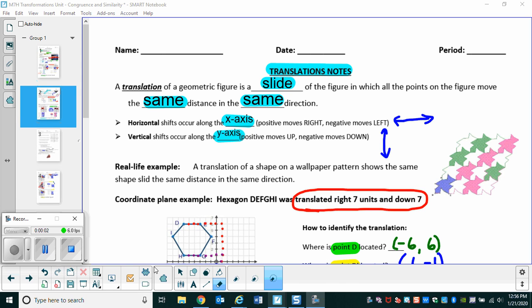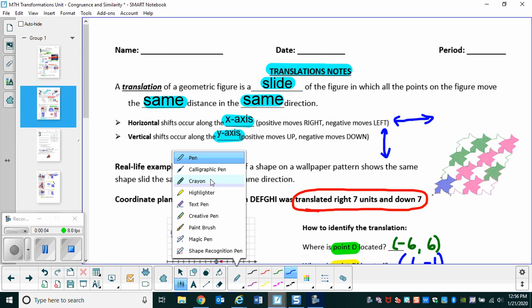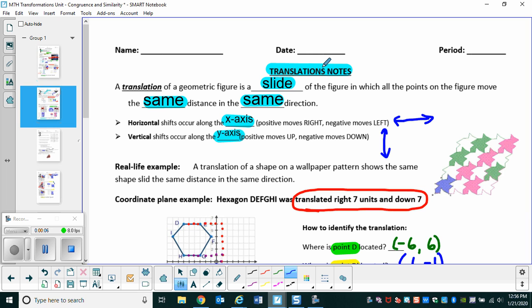So now we're going to take a look at another type of transformation on a coordinate plane, and it's going to be called a translation. A translation of a geometric figure is just considered to be a slide of the figure in which all of the points move the same distance in the same direction.